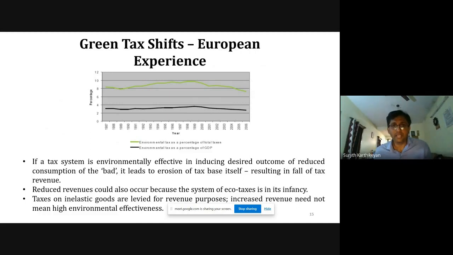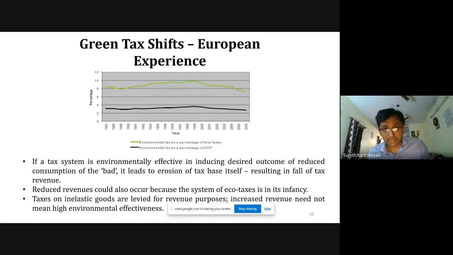Okay. So the green line is environmental tax as a percentage of total taxes, and the blue line is environmental tax as a percentage of GDP. If you see from 1987 onwards, the revenue is increasing. Environmental tax as a percentage of total tax is increasing, and after that, around 2010, it is decreasing. So initially there was an increase, then a decrease.